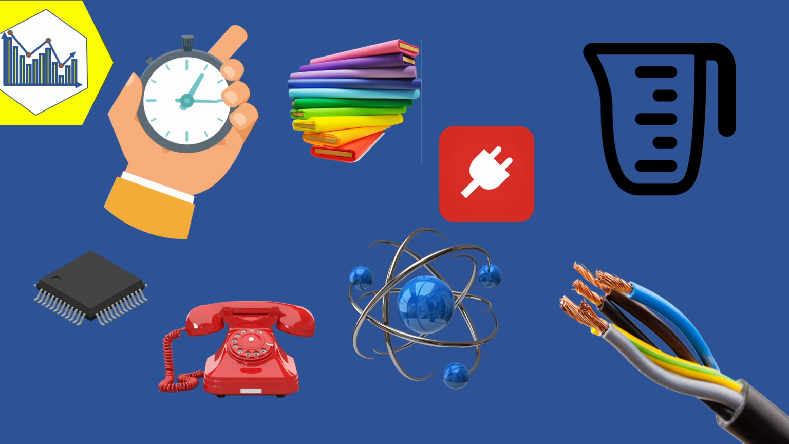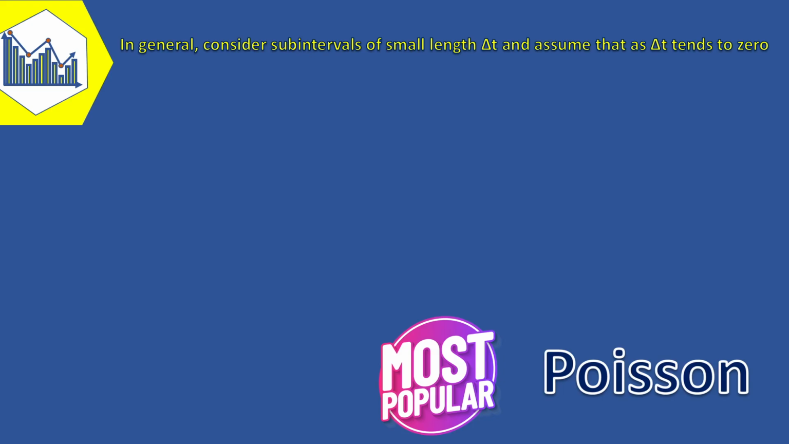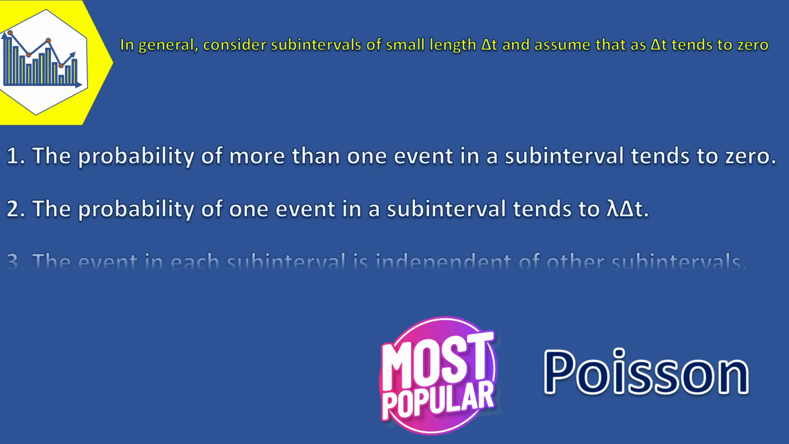In general, consider subintervals of a small length delta t and assume that as delta t tends to 0, first, the probability of more than one event in a subinterval tends to 0. Second, the probability of one event in a subinterval tends to lambda times delta t. And third, the event in each subinterval is independent of other subintervals. A random experiment with these properties is called a Poisson process.